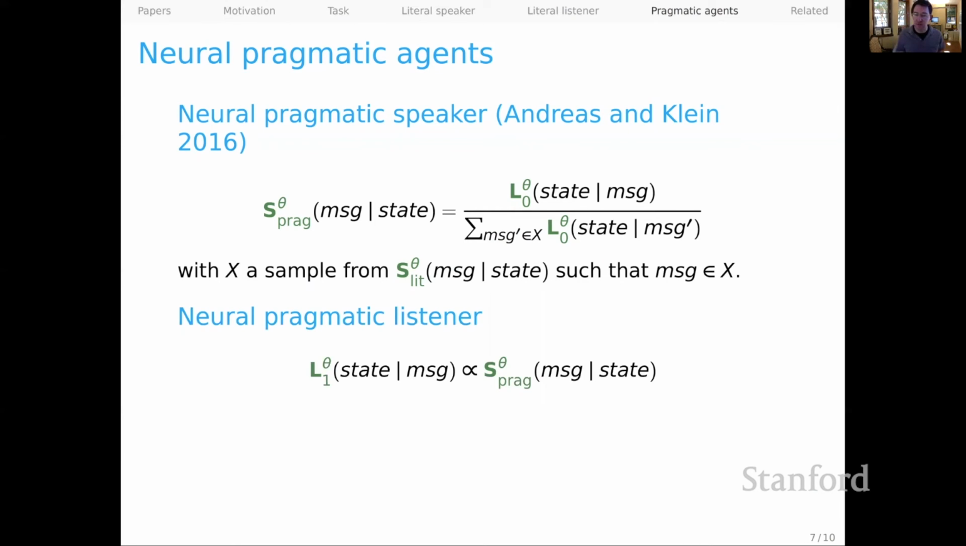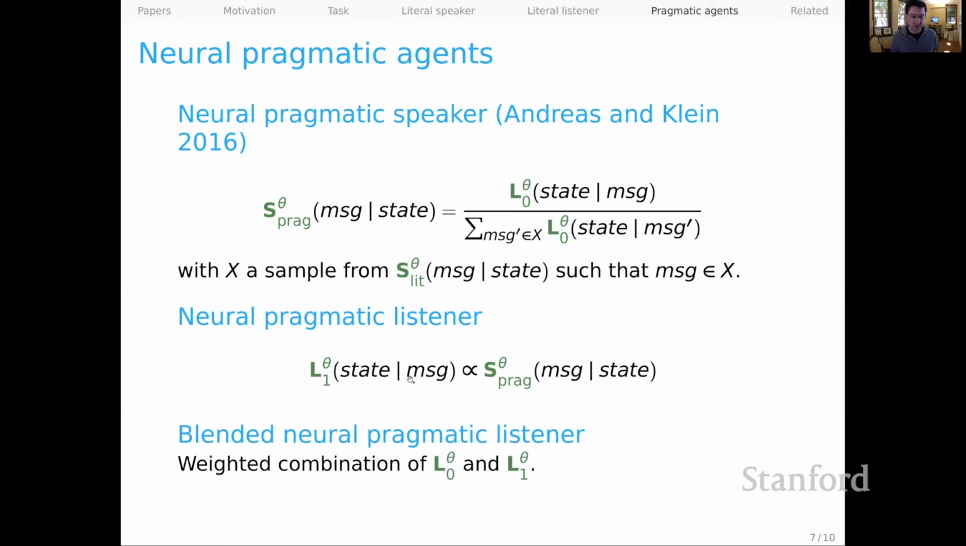And then the neural pragmatic listeners are even more straightforward. Having defined that pragmatic speaker, to put a listener on top of that is really easy. Again, you essentially just apply Bayes' rule and you get a listener out. And in the Monroe et al. paper, as you've seen, we actually found that weighted combinations of the literal listener and the pragmatic listener were the best at the colors and context task.